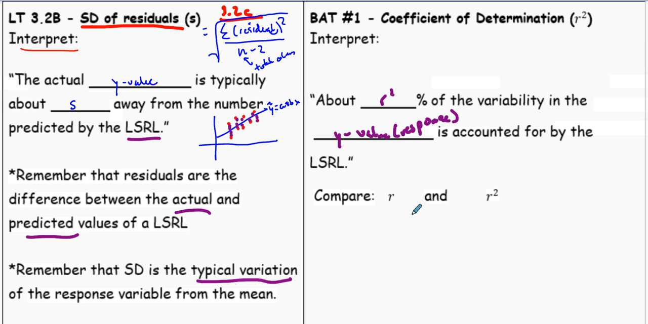Now, when you compare R and R squared, R is simply the square root of R squared. This is the correlation coefficient, whereas, as we said, the R squared value tells us the variability in Y that is accounted for by the least squares regression line.